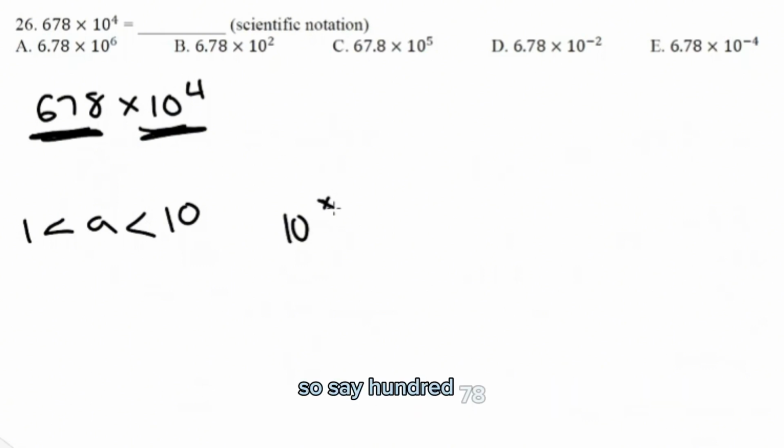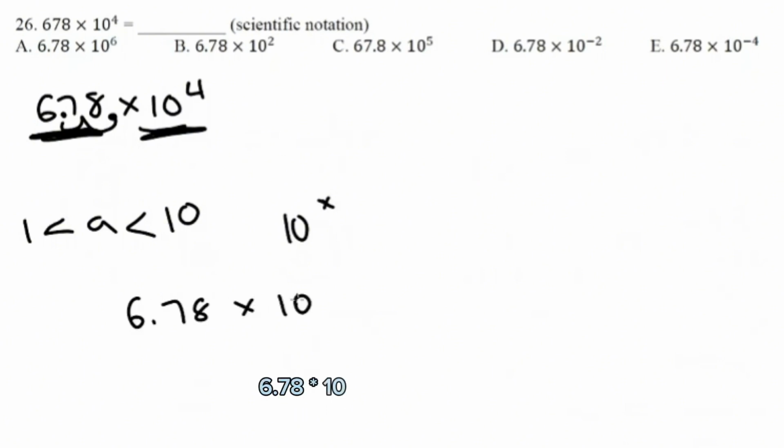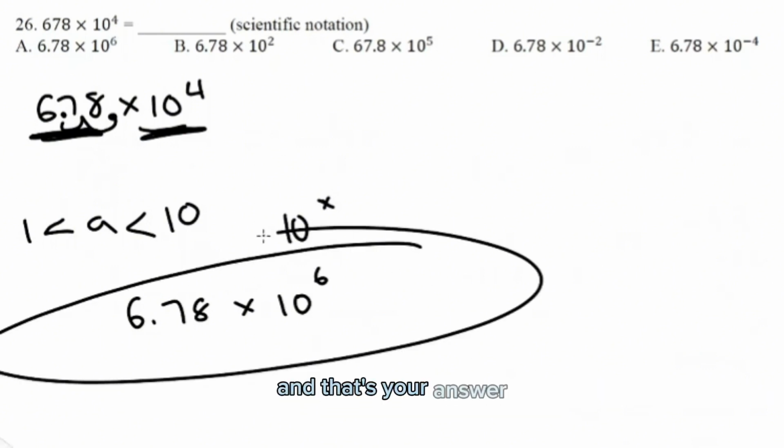So 678. To make this a number between 1 and 10, we have to go back 2 decimal places. So the decimal is right here right now, and we have to go 1, 2 to make this 6.78. 6.78 times 10 to the power of 4, right? Well, no. Because we went back 2 decimal places, we have to add 2 to the exponent. So it goes from 4 to 6. So it becomes 6.78 times 10 to the power of 6, and that's your answer.